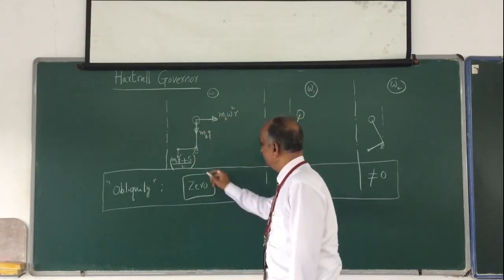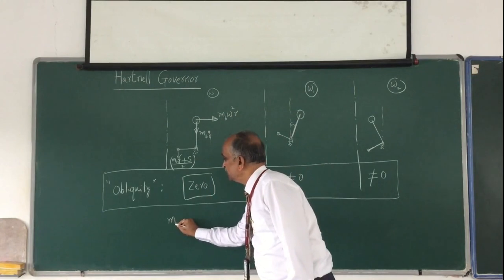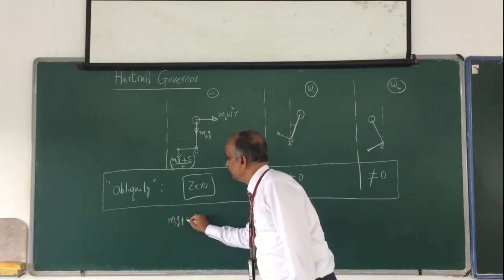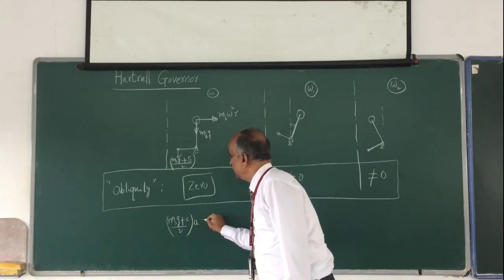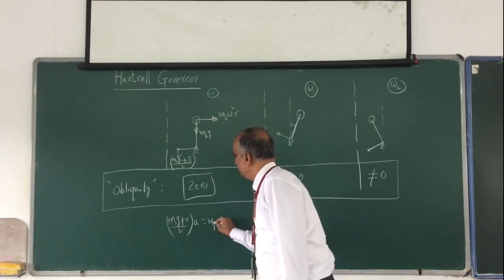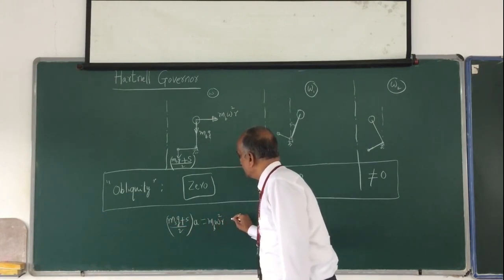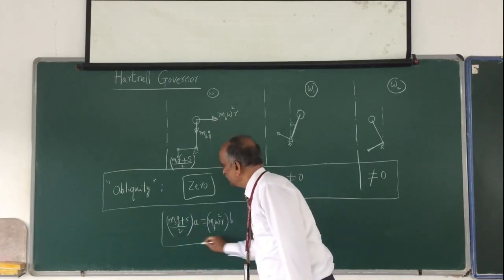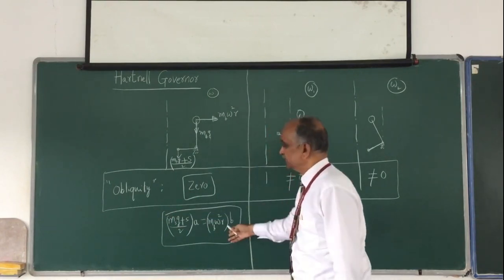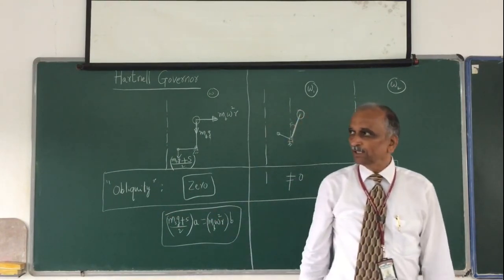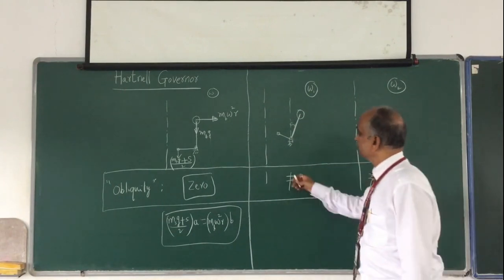So if I write down the equation, ms into g plus s divided by 2 into a is equal to mv into omega square r multiplied by b. So this is the moment equation in the first case. Okay, so here, what are the forces that are acting?